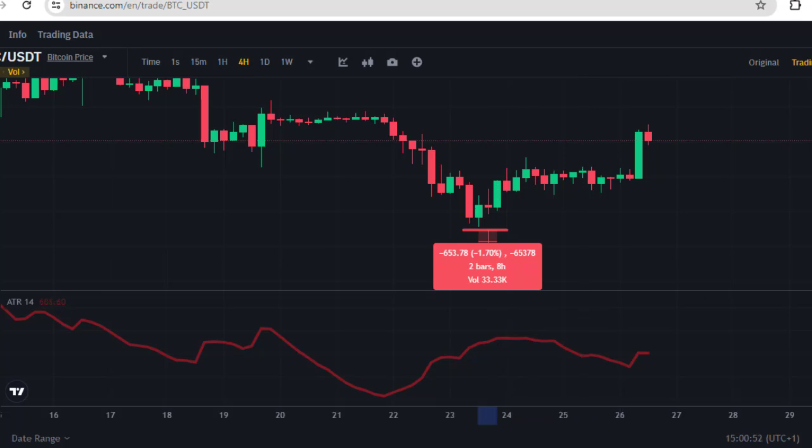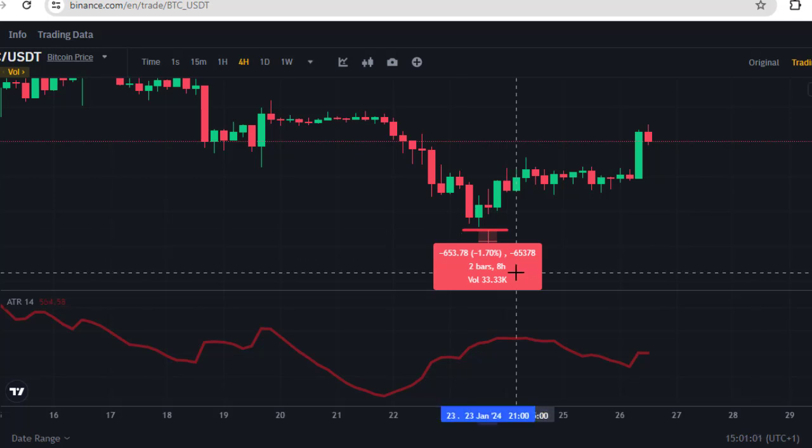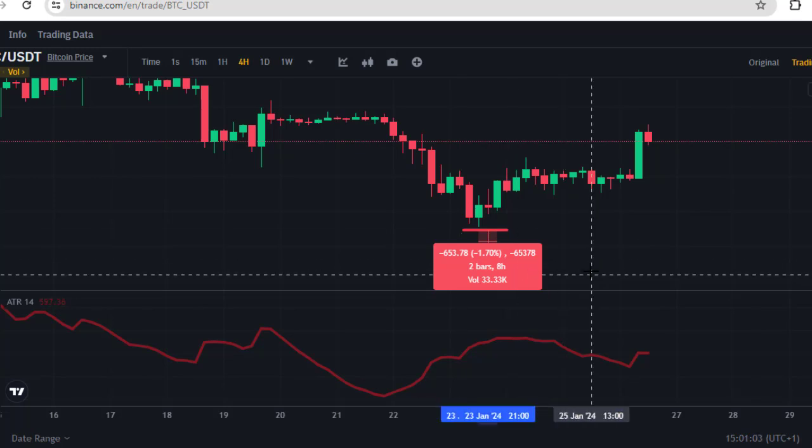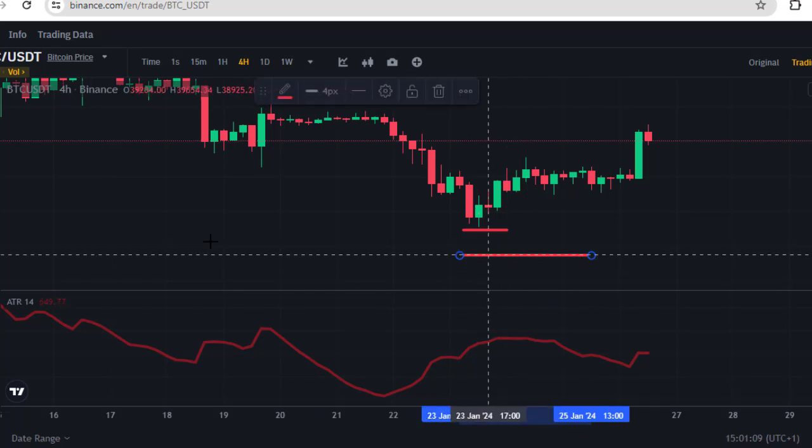So at this very point, the value right here is $37,000.8. Okay, so this is where my stop loss should be. So I can quickly take this and then to this very area where this price is as where my stop loss should be. So my stop loss should be at this very point.